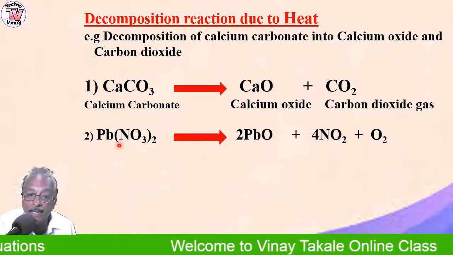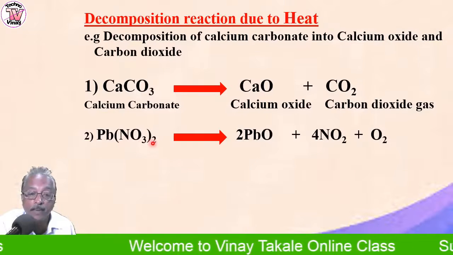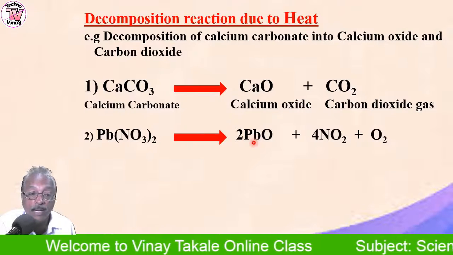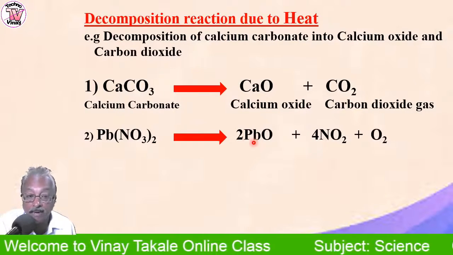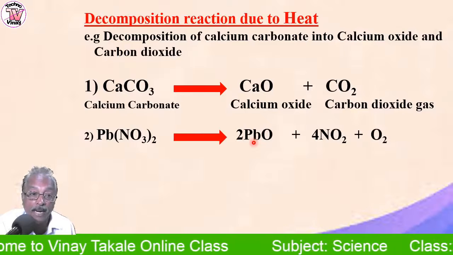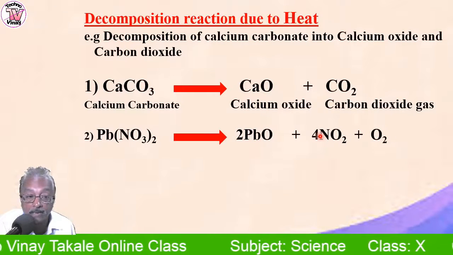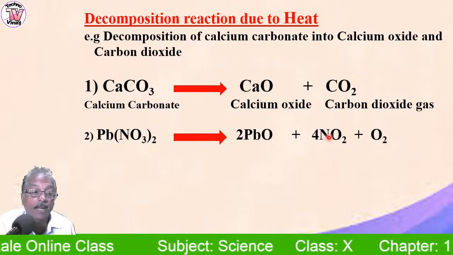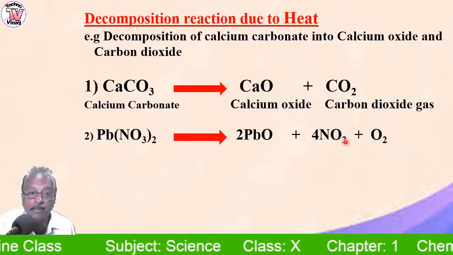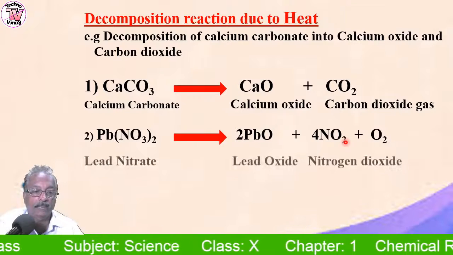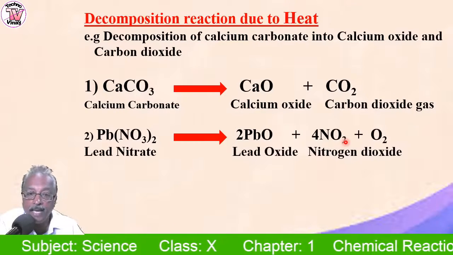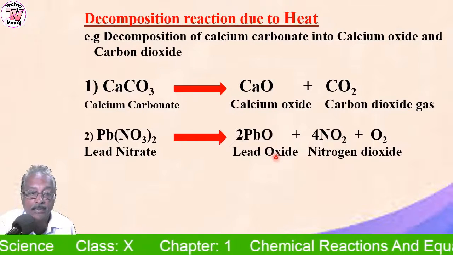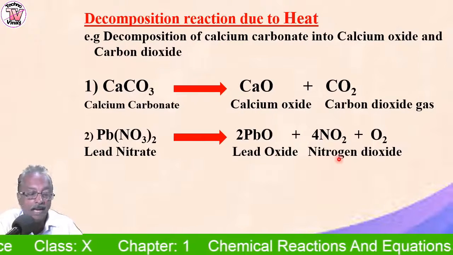Similarly, if you take lead nitrate, white in color, in a test tube and heat it, it will decompose with a crackling sound and form lead oxide, nitrogen dioxide gas and oxygen gas. Brown fumes of nitrogen dioxide are given out. Pb(NO3)2 is lead nitrate, PbO is lead oxide, NO2 is nitrogen dioxide.